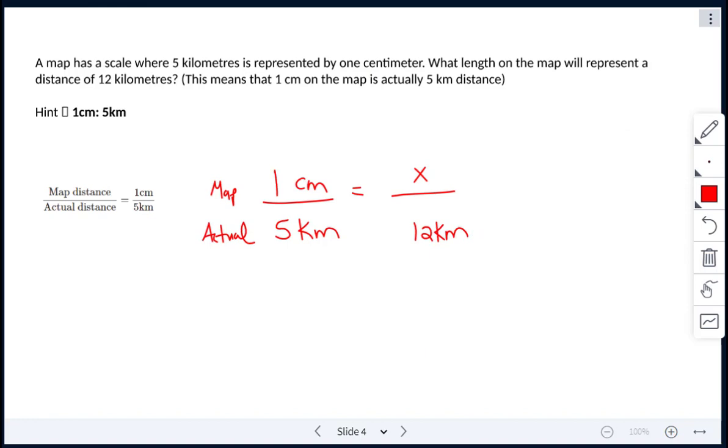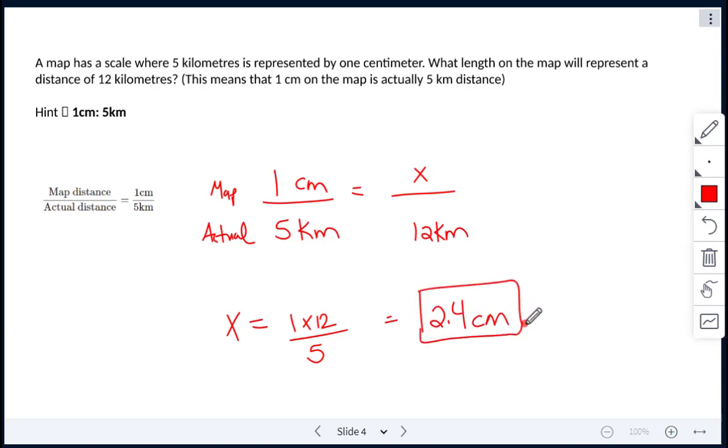So continuing now to solve this with cross multiplication. X is equal to, you multiply the two numbers that are across from each other, so 1 times 12, which is just 12, and then we divide by 5, and we get our answer, 2.4 centimeters. Good.